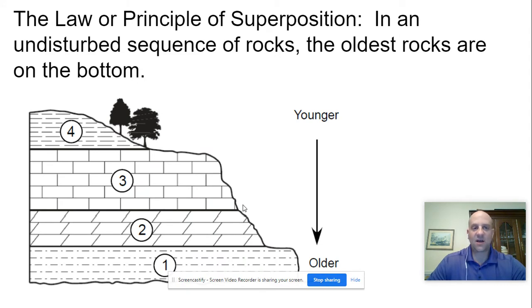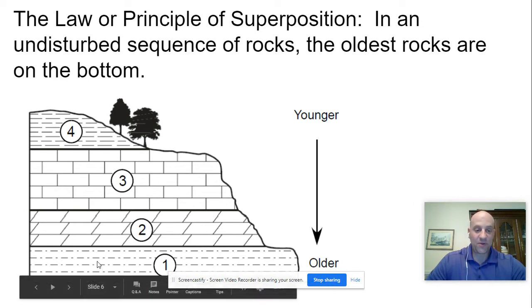Next comes the law or the principle of superposition, which just says that in an undisturbed sequence of rocks, the oldest rocks are on the bottom. So it's just like making a cake where you put the first layer on the bottom and the last one you put there would have to be on the top. So the order of events here, 1, 2, 3, 4.